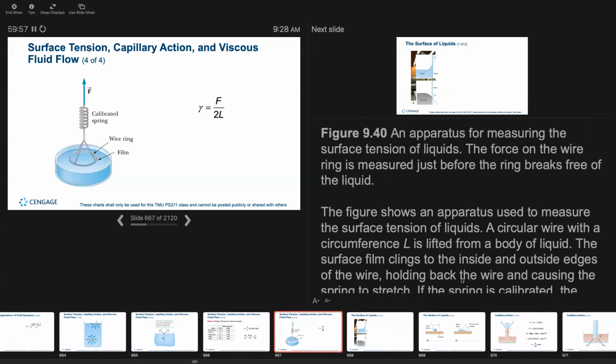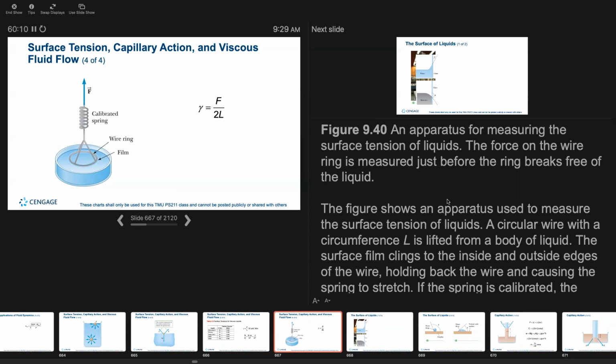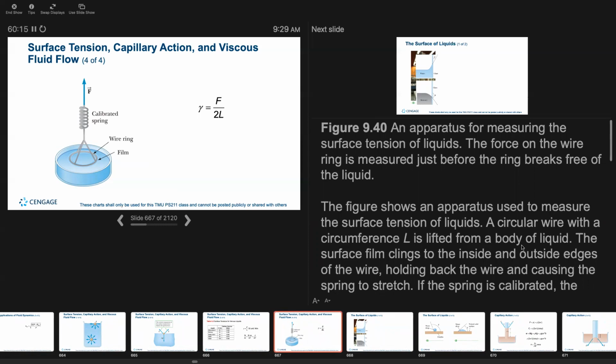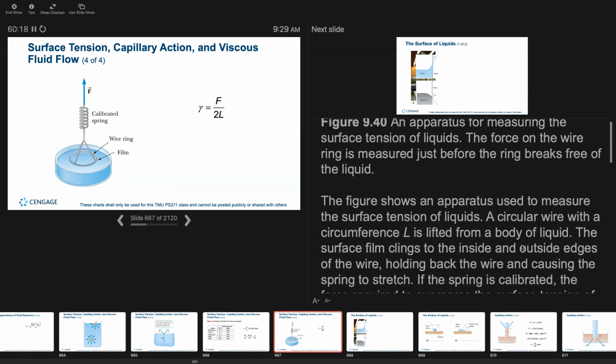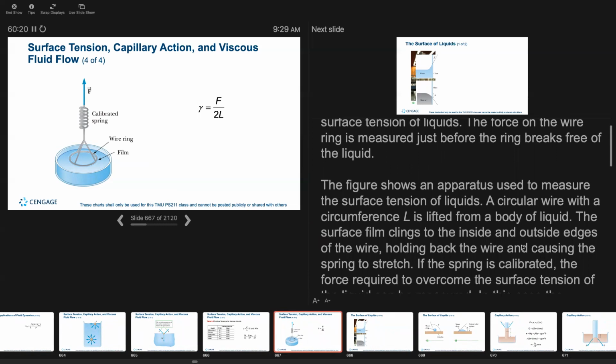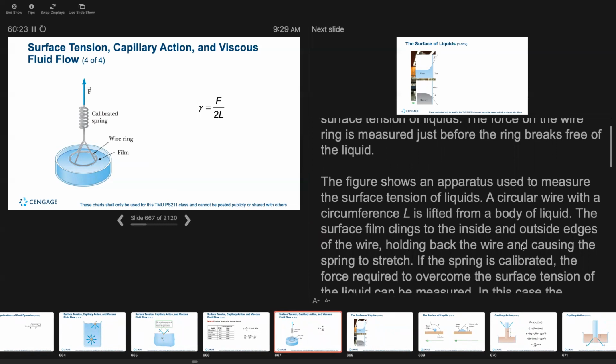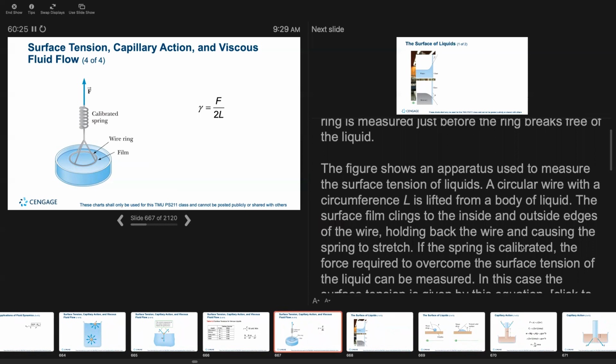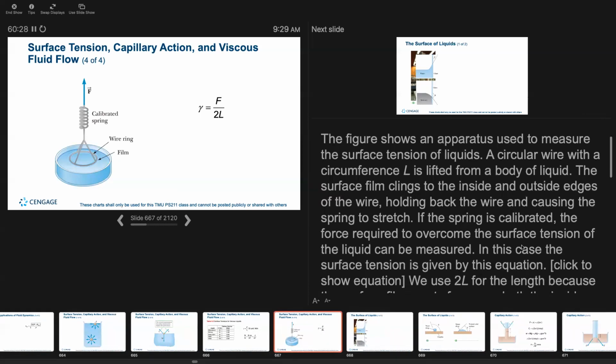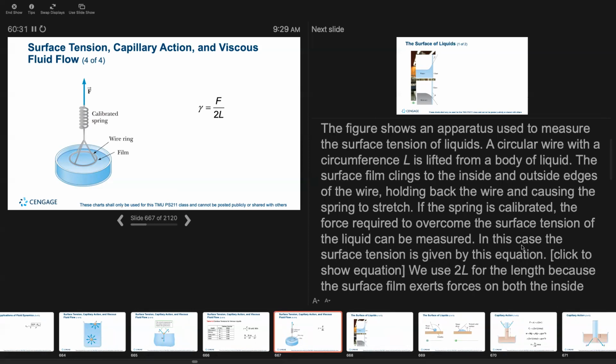So in this figure, we see an apparatus for measuring the surface tension of a liquid. The force on the wire ring is measured just before the ring breaks free of the liquid. The figure shows an apparatus that's used for measuring the surface tension of any particular liquid. A wire ring with circumference L is lifted from a body of liquid. The surface film clings to the inside and outside edges of the wire, holding back the wire and causing the spring to stretch. If the spring is calibrated, the force required to overcome the surface tension of the liquid can be measured. In this case, the surface tension is given by the equation.